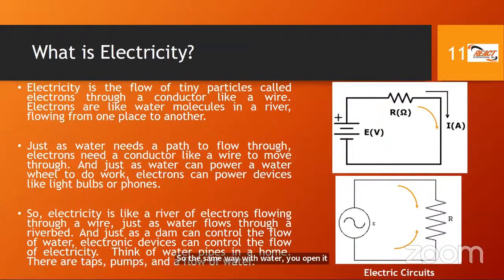And of course, you have taps that you could have partially open, you can have it fully open, you can have it almost closed, a little drip, or a full flow of water. In the same way with electricity, you have devices, we'll call them resistors, that can be variable and we can open it up, have more flow of electricity, less flow of electricity. So electricity essentially is the flow of electrons in a conductor such as a wire, and it can do work.